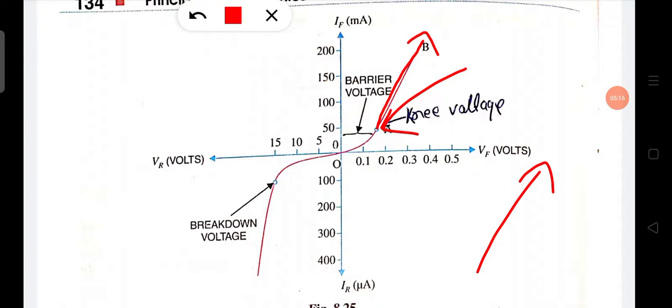So the knee voltage is the maximum forward voltage needed for fully destroying the potential barrier of the PN junction.